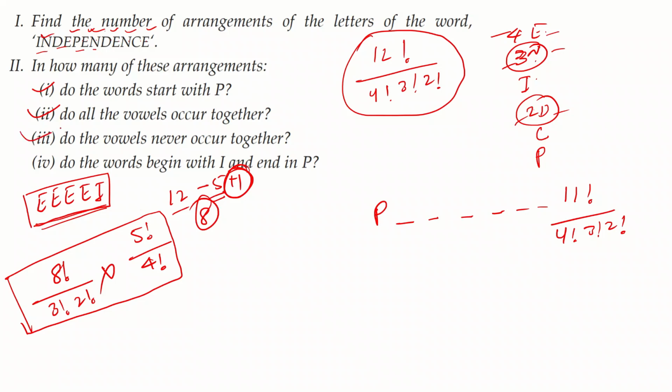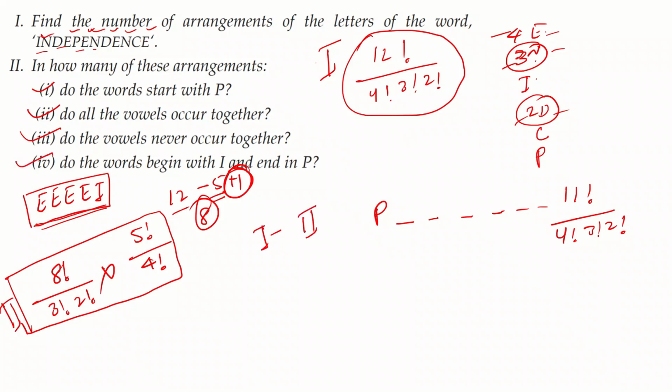Now for question number 3, remember, never together is total minus always together. So this is the answer to question number 1, this is the total, and this is the answer to question number 2, always together. So answer from question number 1 and answer from question number 2 will give you never together.